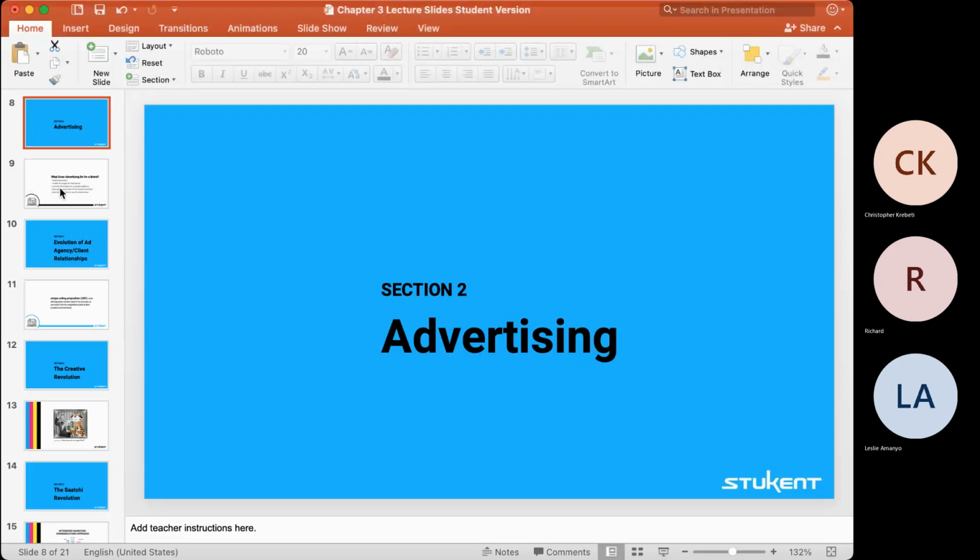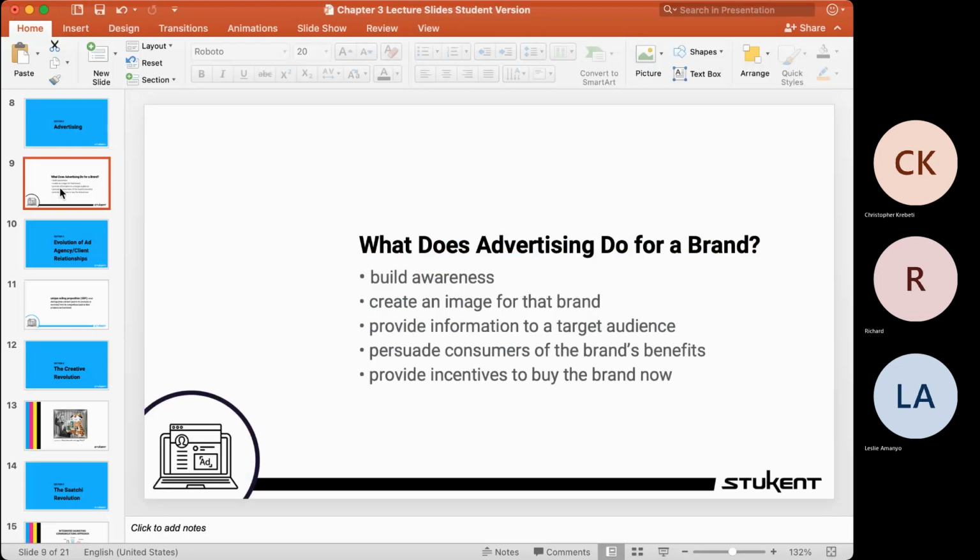Okay. So there are 5 things that advertising does for brands. As Jeffrey has mentioned, it builds awareness. Advertising builds awareness. People become aware. Through advertising, you can have people become aware of your product, your brand, etc. Advertising creates an image for the brand. So that image stays in people's mind.